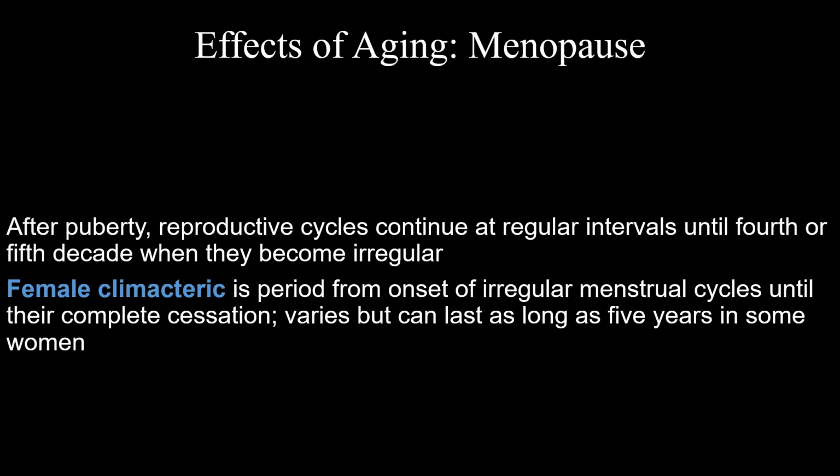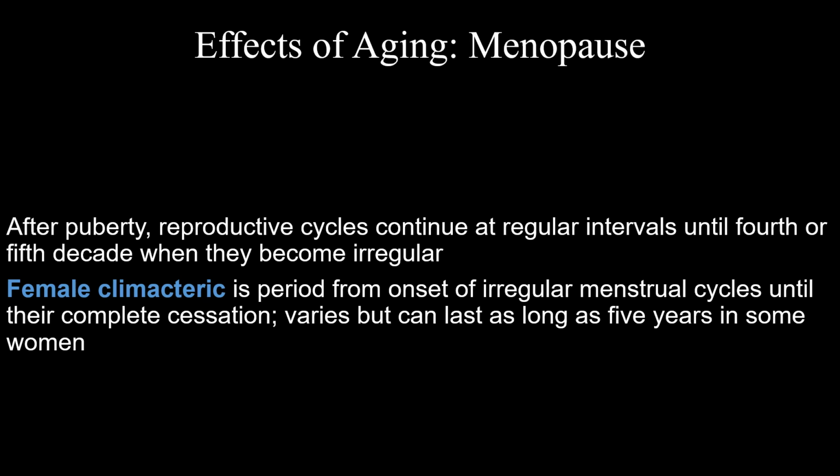After puberty, reproductive cycles will continue regularly until an individual hits their 40s or 50s, at which point they become increasingly irregular. Eventually, the cycle will stop completely, and from the time of onset of irregular menstrual cycles to their complete cessation, typically a period of about 5 years, this is called female climacteric, and it is often referred to as menopause. It's just the period of female climacteric. When menstruation has not taken place for at least a year, menopause has occurred.